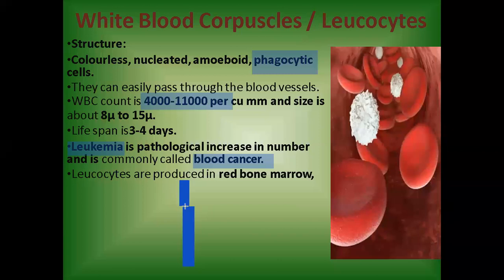Then between these two junctions, there is one big swollen part, and this joint is called bone marrow. Inside bone marrow, WBC is produced. It is the army of the body which fights against disease. WBC is the security system of the body.